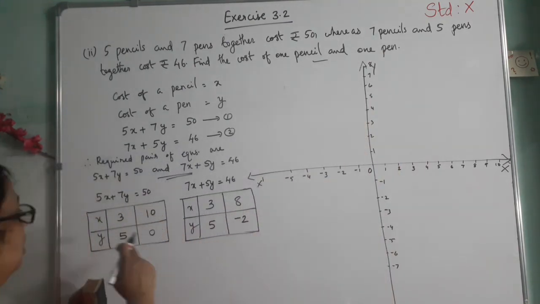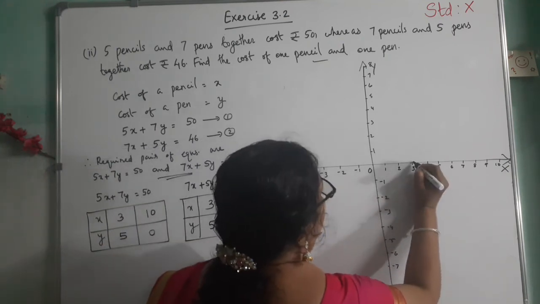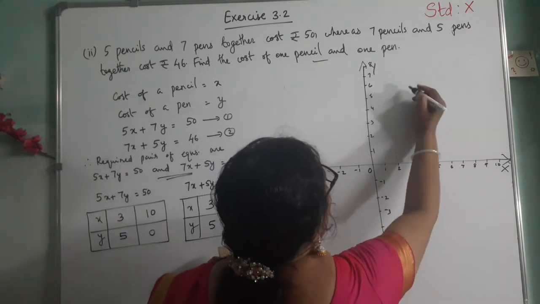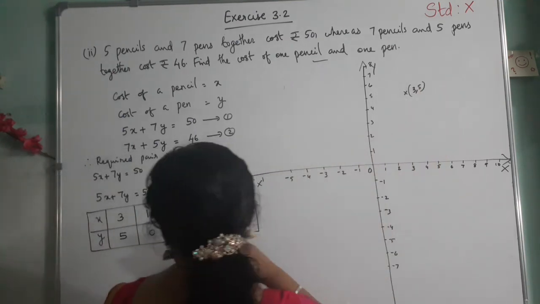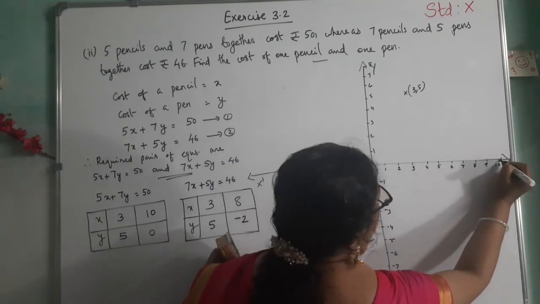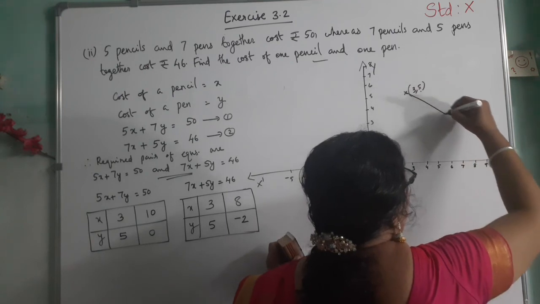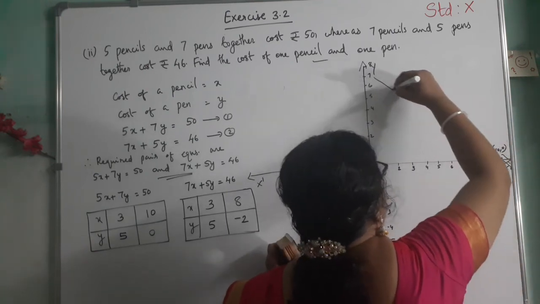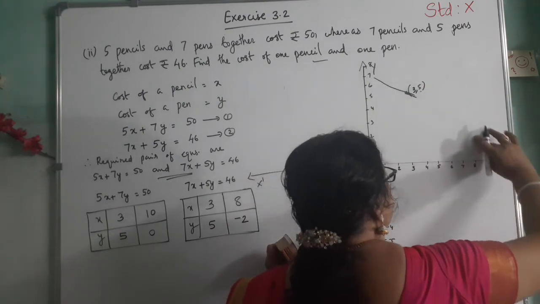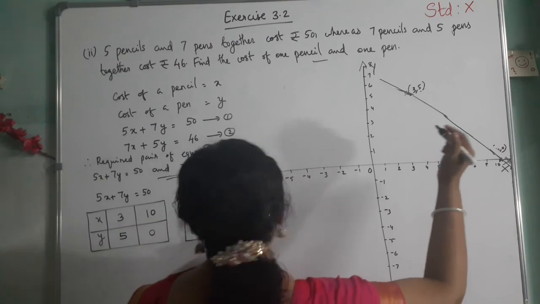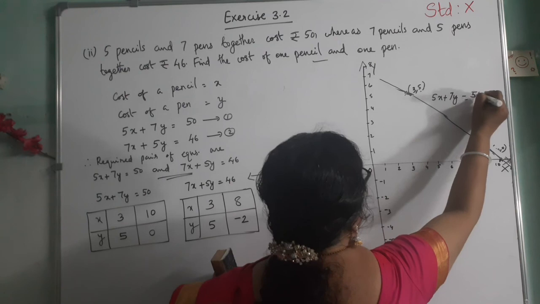Then the first equation, x equal to 3 and y equal to 5. So 3 here, then 5 is here. So this is the point (3, 5). And then 10 and 0, the y coordinate is 0, so the point is on the x axis. So (10, 0). Draw these two points together as a line. When you use a scale, it becomes a straight line. So joining these two points, in this way we get one line, and we can write it as 5x plus 7y is equal to 50.